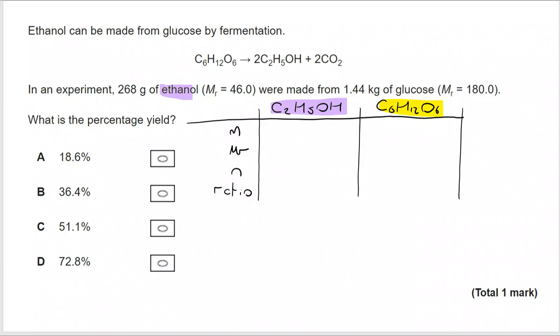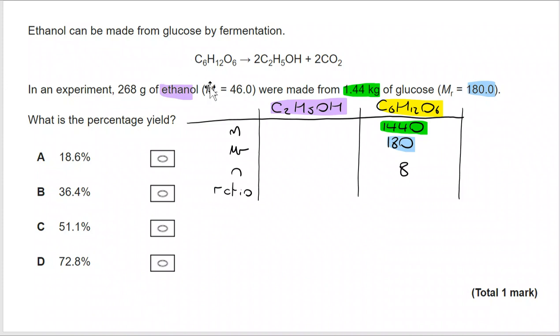So let's put our M, MR, N and ratio in, and now let's start to populate this table. We have been given a mass of glucose that we started with. It was 1.44 kilograms. We need to convert that into grams, so 1440. And we've been given its MR. We could have had to calculate it, but it's been done for you, 180. And if I have M and MR, I can calculate N, and we find out it's quite a nice round number. We have 8 moles of glucose.